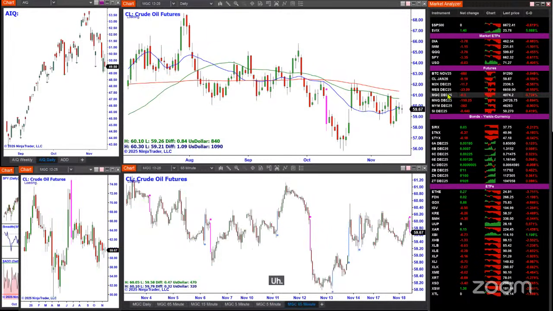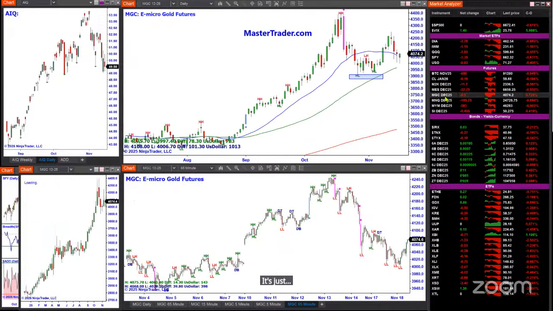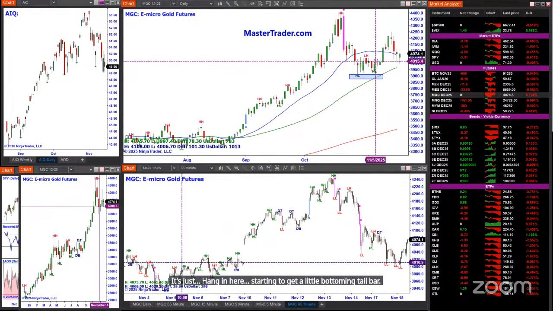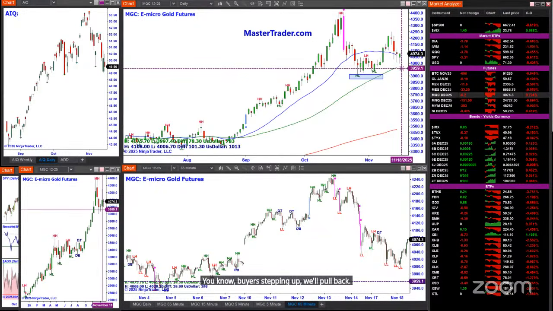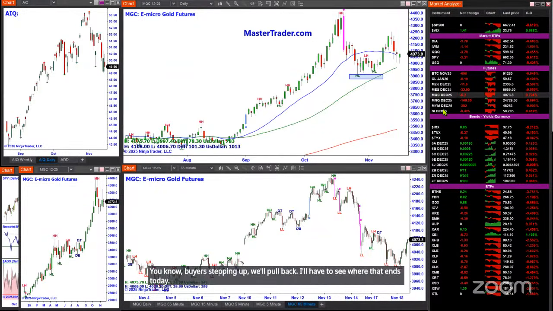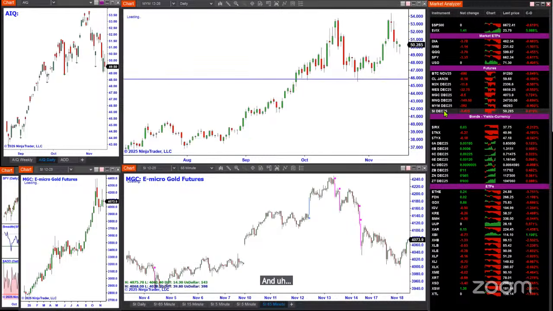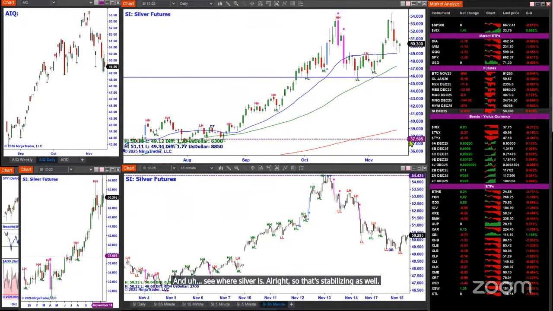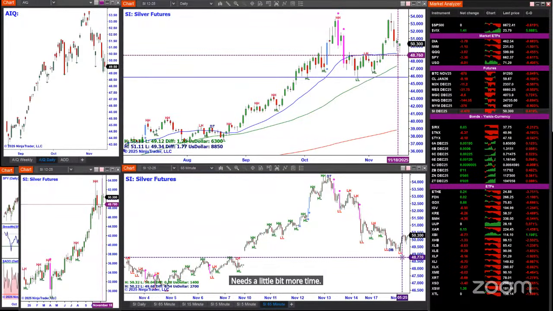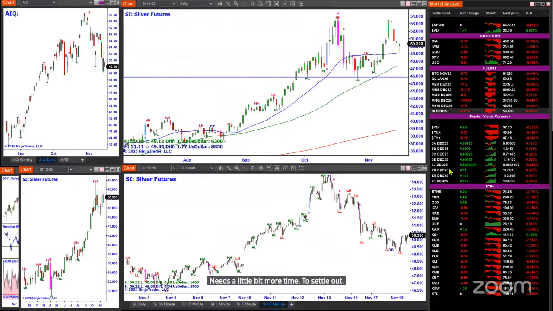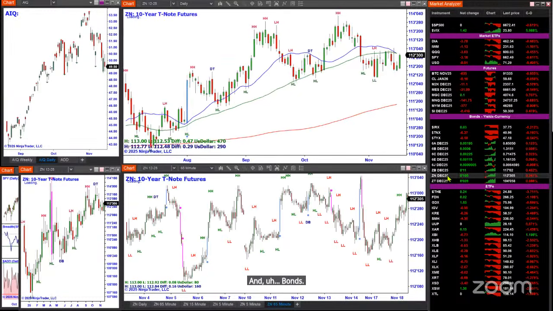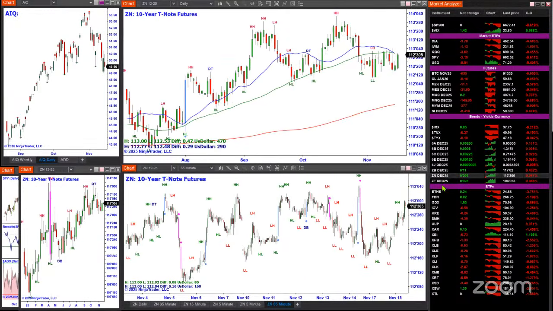Gold is just hanging here. You're starting to get a little bottoming tail bar. Buyers stepping up, a little pullback. We'll have to see where that ends the day, and see where silver is. All right, so that's stabilizing as well. Needs a little bit more time to settle out. And bonds, just kind of rattling around here.